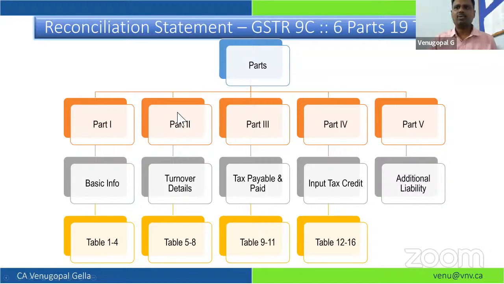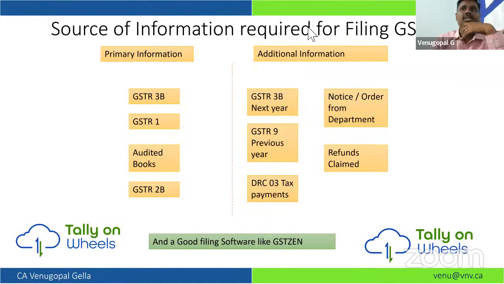When I say all around, what does that mean? You have the value, it is there in GSTR 3B. You have the value which is there in GSTR 1, GSTR 2A, books of accounts, last year you filed annual return, all those things. So if you look at the primary source of information, it would be 3B, 1, audited books of accounts and 2B.